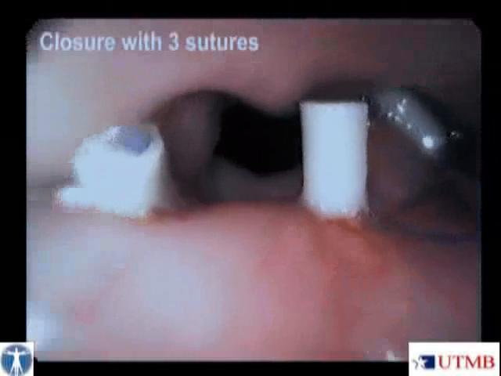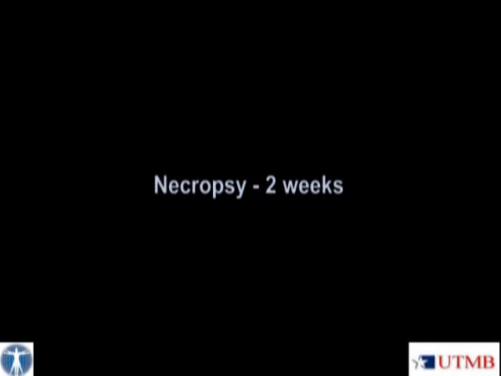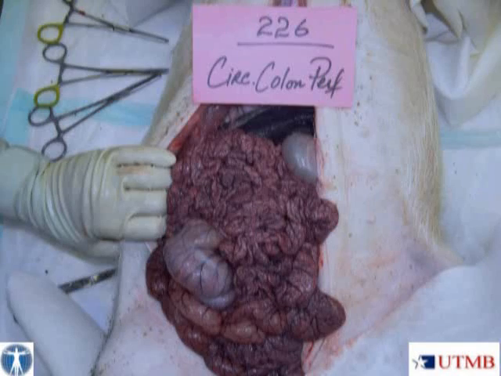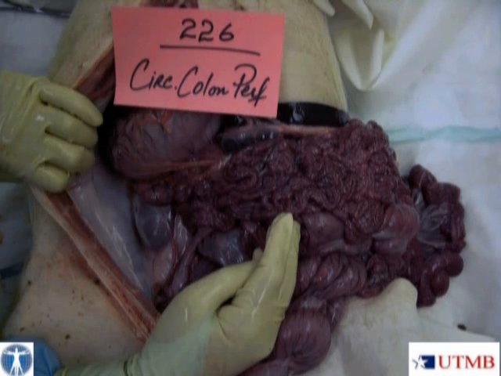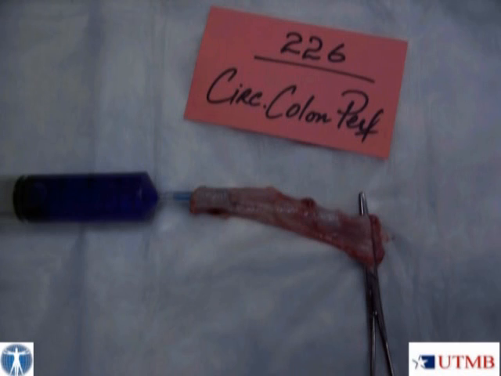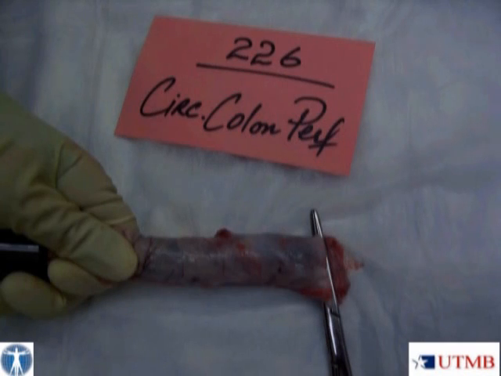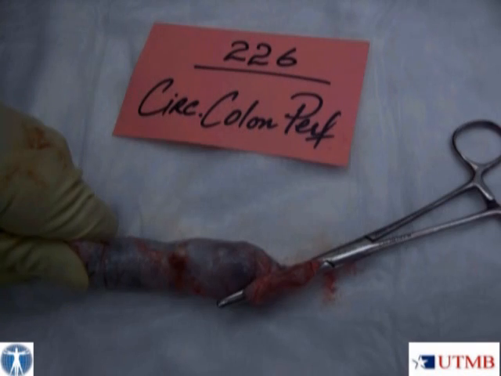The animals were survived for 2 weeks. A necropsy was undertaken. As you can see, a clean peritoneal cavity, clean right and left paracolic gutters, and a leak test was performed using methylene blue injection, and there was no leakage of dye after injection of methylene blue even underwater.